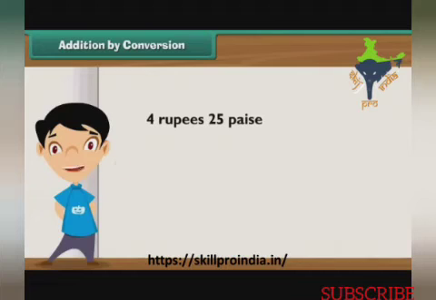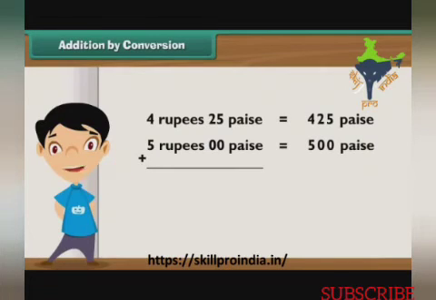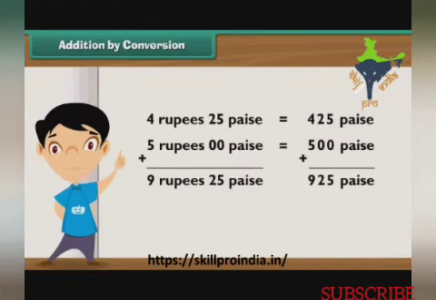We now add 4 rupees 25 paise and 5 rupees. 4 rupees 25 paise is equal to 425 paise. 5 rupees is equal to 500 paise. So we add 425 and 500, which is equal to 925 paise.